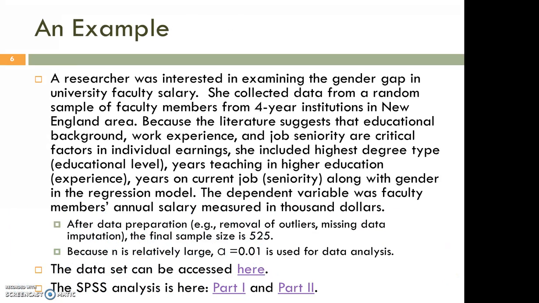In this video, we're going to use the same example to learn how to run hierarchical multiple regression. In other words, we're going to do block entry of the independent variables. So in this example, a researcher wants to find out whether there's a gender gap in university faculty members.